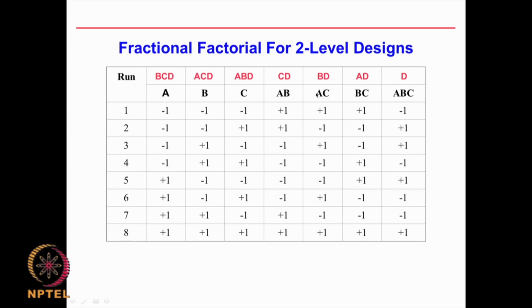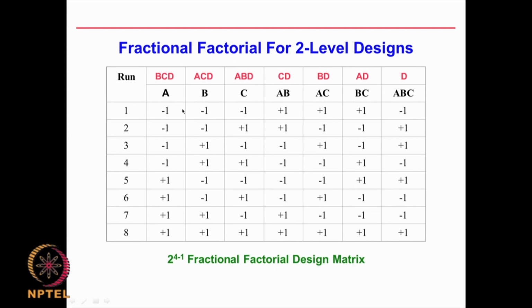Same thing I can show that BD looks exactly like AC. Same thing I can show AD looks exactly like BC, and also D looks exactly like ABC, A looks exactly like BCD, B looks exactly like ACD, C looks exactly like ABD. Okay. And this design is of course 2 raised to the power 4 minus 1, because I have A, B, C, D as 4 parameters. I am doing only, instead of 16 experiments, 8 experiments. So, I am doing 2 raised to the power 4 minus 1. Okay. So, what has happened here?